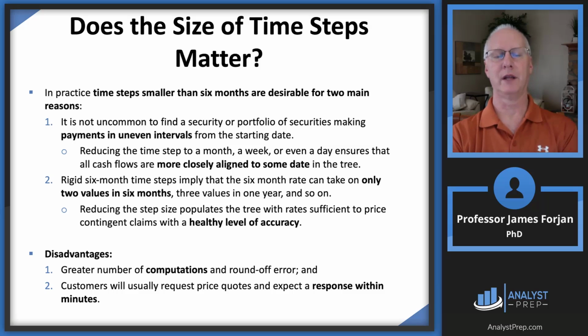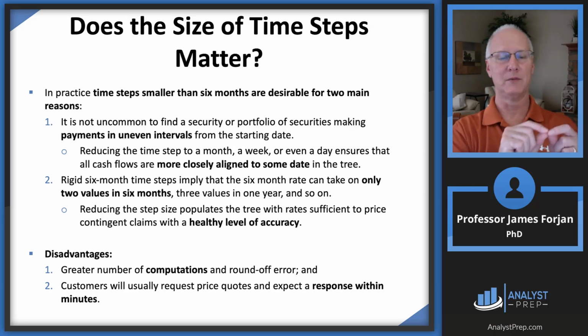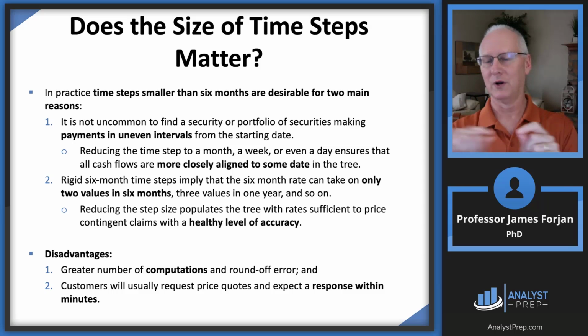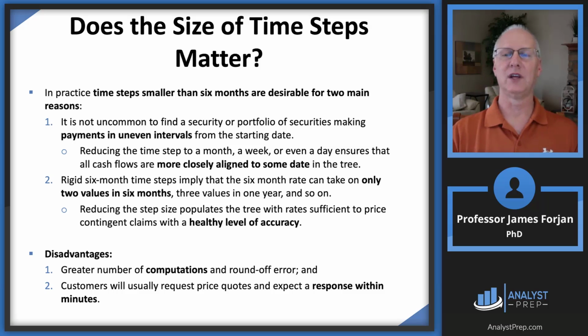All right, so notice what I have in bold under the second circle point. Reducing the step size populates the tree with rates sufficient to price the contingent claims with a healthy level of accuracy. That's what we're trying to do. Now, of course, if we've got all these different nodes in there, then it's going to require tons and tons of computations. I've done this many, many times. Some of these interest rates, you have to go out to 6 or 7 or 8 or 9 significant digits so that you don't have the same number over and over again.